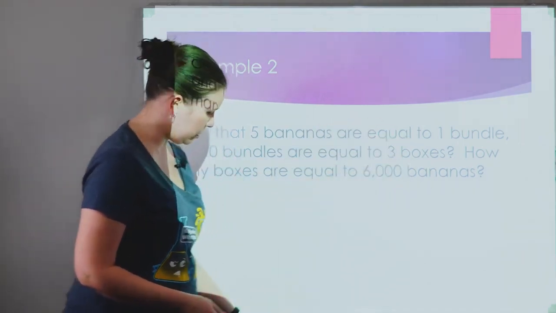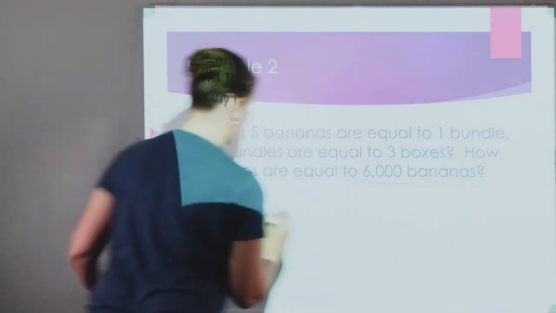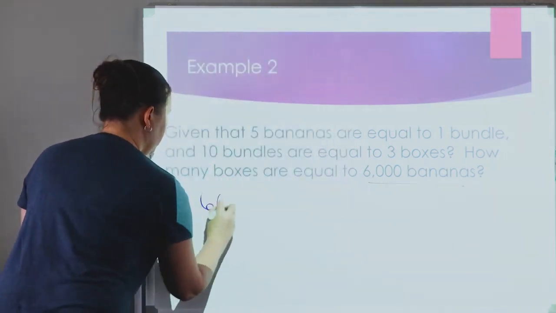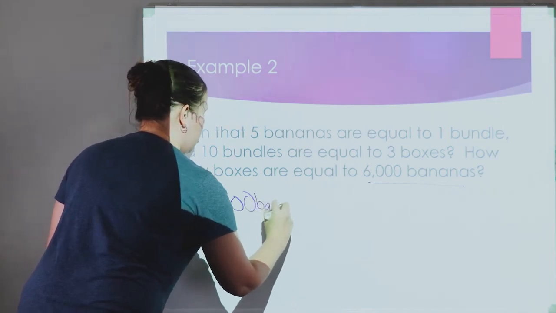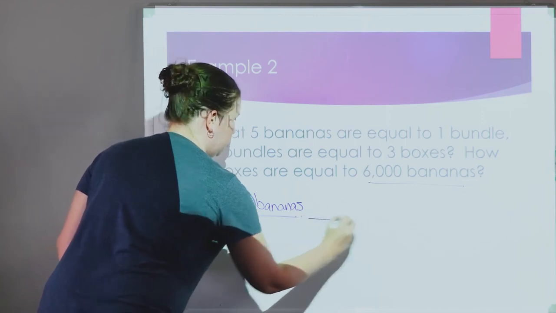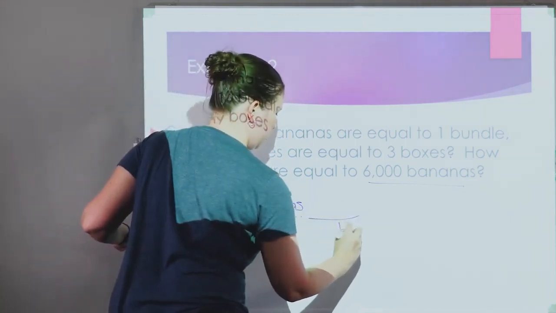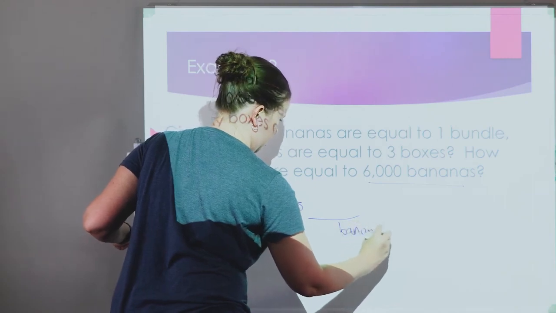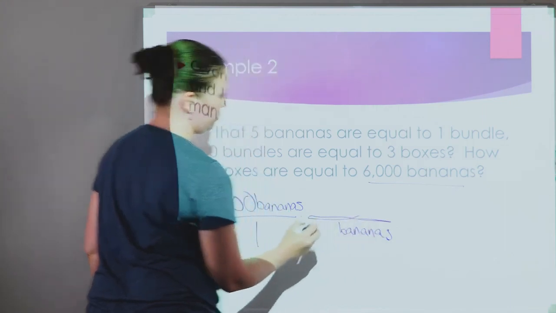So it's the 6,000 bananas that I'm trying to change. So that's what I'm going to convert. That's going to be my given. So I'm going to start there. 6,000 bananas over 1. And then the very first thing I'm going to do is put my unit to the bottom. Whatever I'm given goes on the bottom. That's the only way to make it cancel.